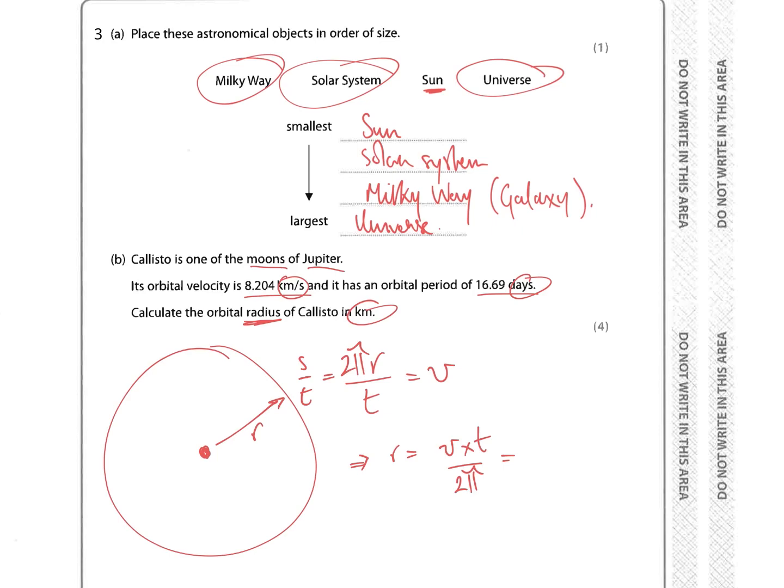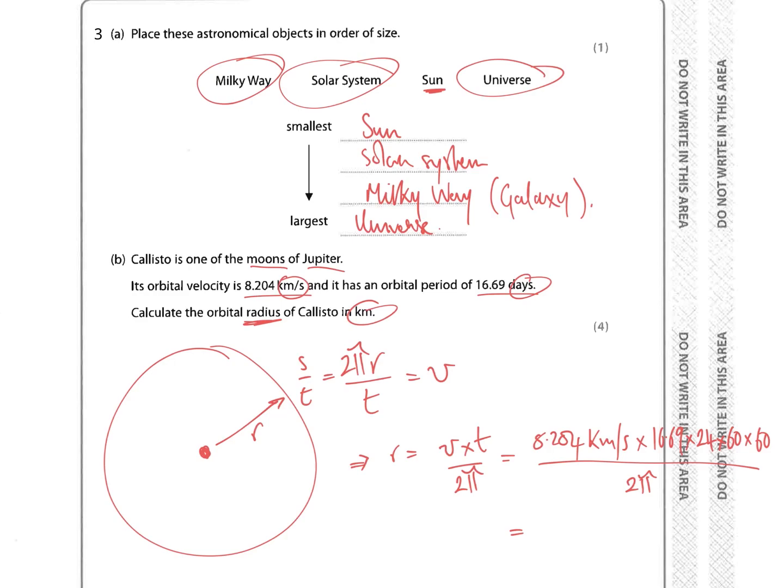So the velocity is going to be 8.204 kilometres per second. Do you know what? I'm actually just going to keep the units in to help. Multiply that by the time period, t. That's 16.69. And this is days, so I'm going to times that by 24 hours in a day, 60 minutes in an hour, and 60 seconds in a minute. And then I'm going to divide that through by 2 pi. And that should give me my answer.